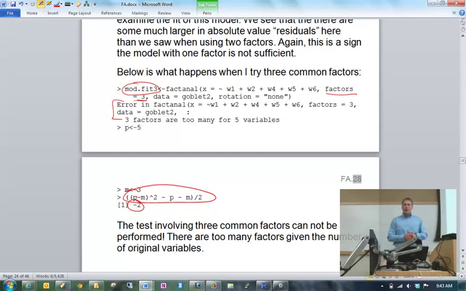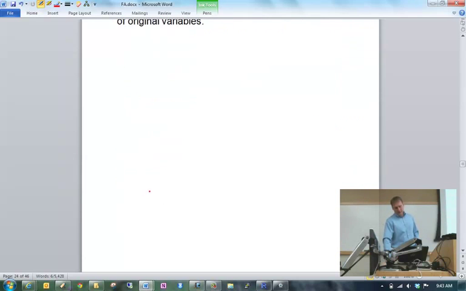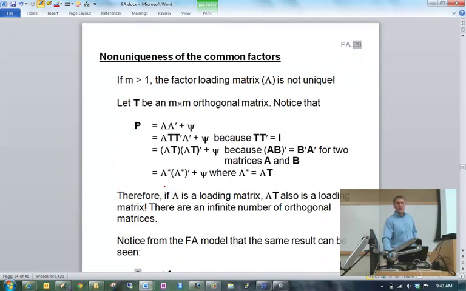Given the results that we saw with the residuals, though, I'm not necessarily disappointed that I can't use 3. I thought the residuals looked pretty good. And also the fact that these likelihood ratio tests can be overly powerful, and we kind of had a marginally significant result. So 2 common factors, I think, is sufficient. Are there any questions?